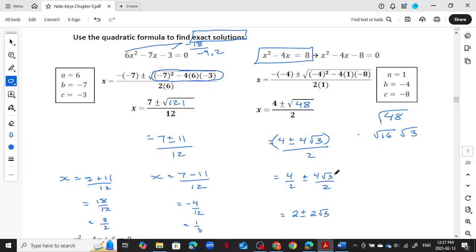If you don't like that step, instead of doing the each term divided by 2 thing, you could have noticed that there's a greatest common factor of 2 in your numerator. And then you could simplify the 2's, and you're still left with 2 plus or minus 2 root 3.